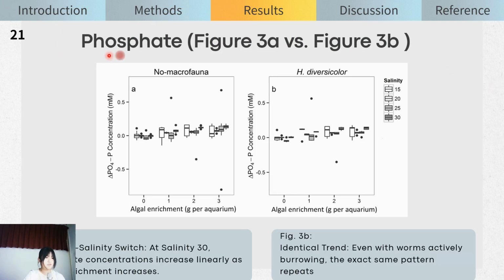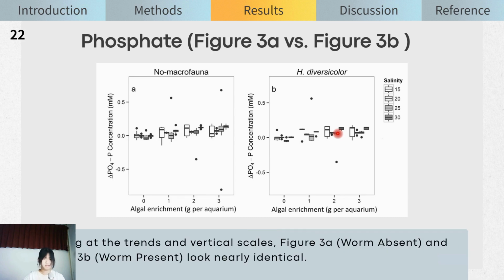Let's talk about phosphate with figures 3A and 3B. At salinity 30, phosphate concentrations increase linearly as algal enrichment decreases, and so in figure 3B. Looking at the trends and vertical scales, figure 3A, which is worm absent, and figure 3B, which is worm present, look nearly identical.